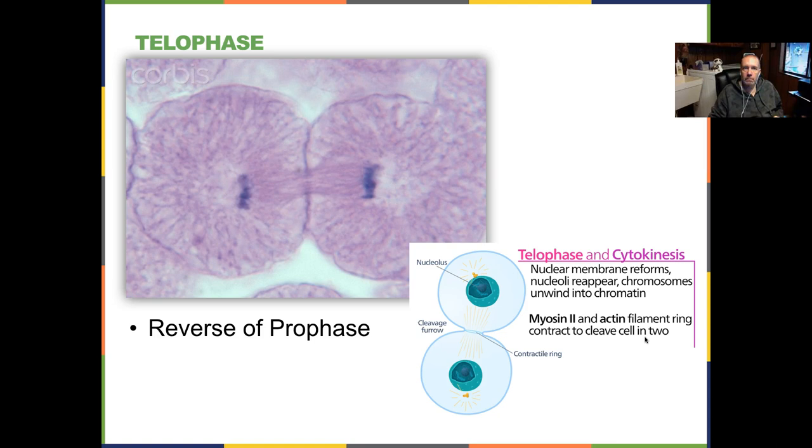The easiest way to describe what's happening in telophase is that it's the exact opposite of prophase. So notice in this case, you can see that there are two separate sides, right? The cells have their own separate cell membrane now. You can still see those fibers, though, connecting the sister chromatids, and those fibers still kind of go between the two.